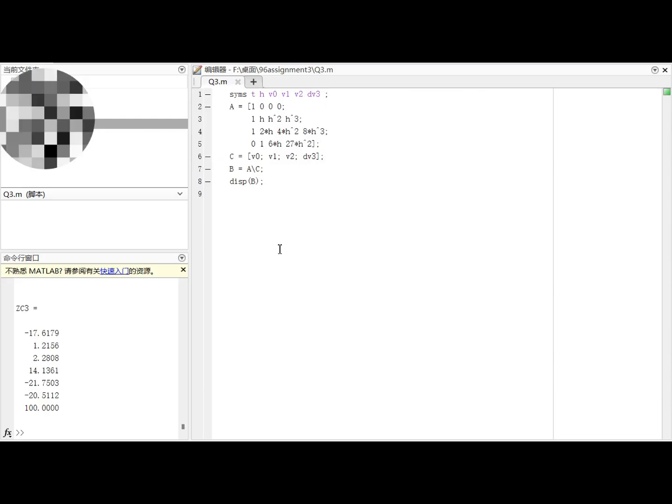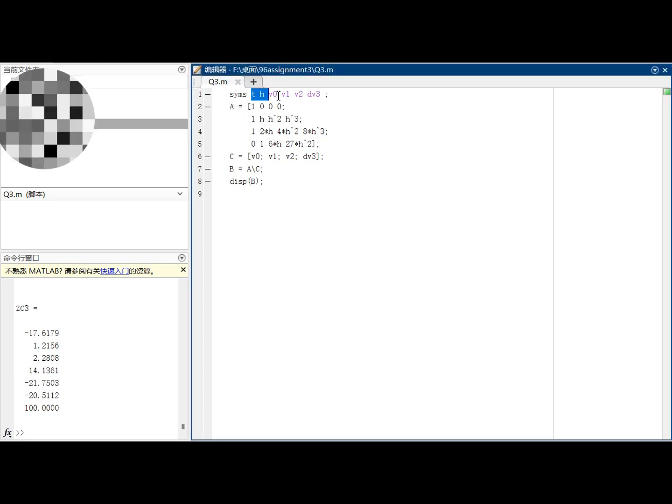Okay, and this is how you write the code in MATLAB to let MATLAB calculate A0, A1, A2, A3. First you have to define all of these things as symbols, right? Because if not, MATLAB will assume it's like a variable or something. So you don't really need T.